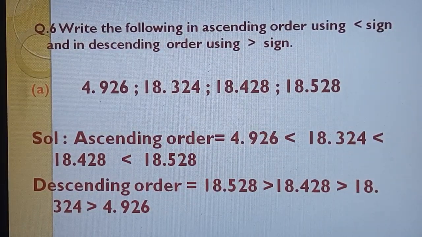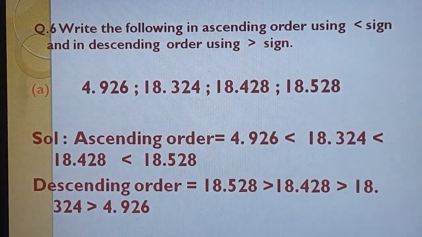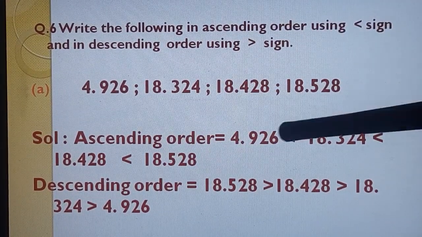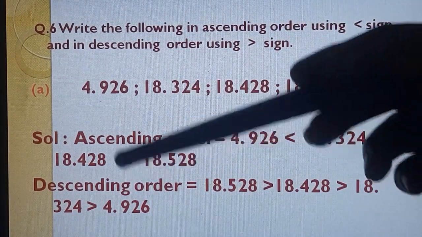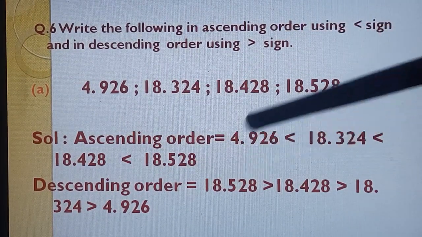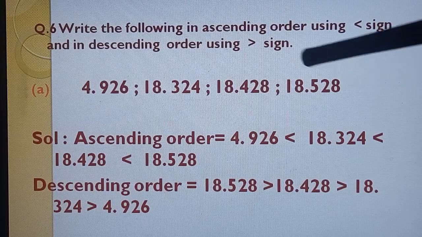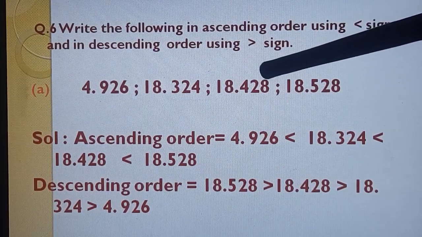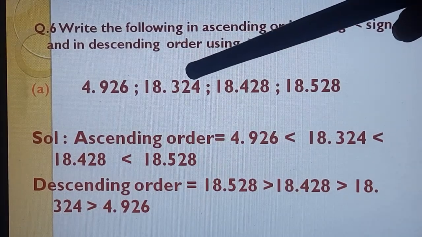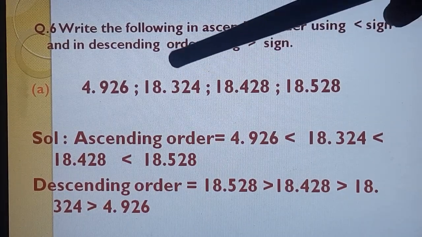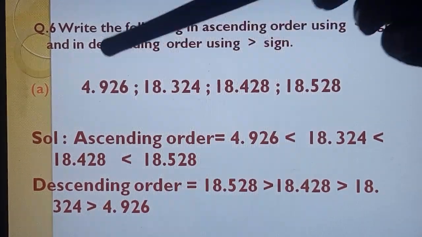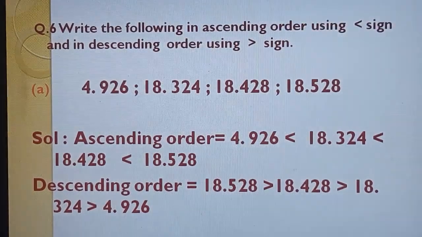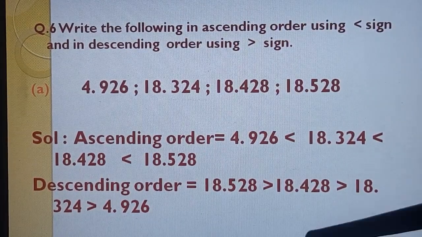Now descending order for the same part. Descending order, bigger to smaller. So we will take the reverse of this. 18.528 is greater than 18.428, and 18.428 is greater than 18.324, and 18.324 is greater than 4.926. Understood?